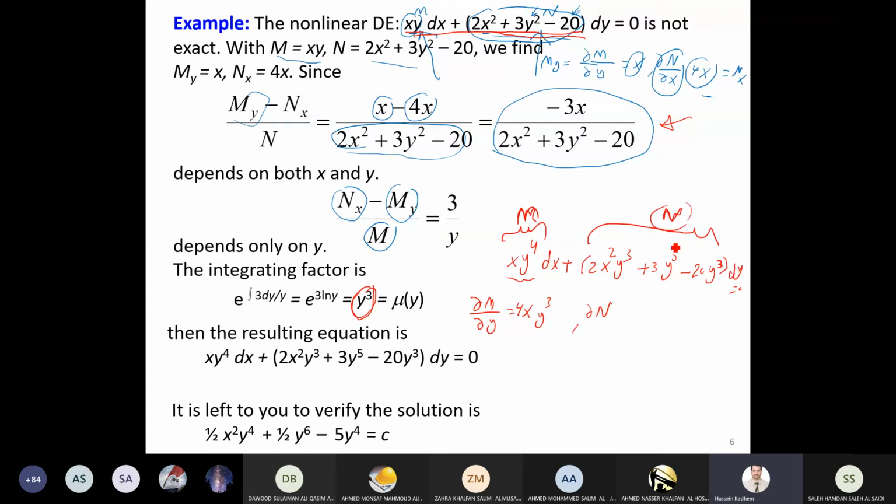Partial n over partial x equals, now this is 2 by 2, 4, 4x, and this is y to the power 3. Let me check. Are these equal? Yes, they are equal. Then this is an exact equation. If it becomes an exact equation, I go to solve it as exact.